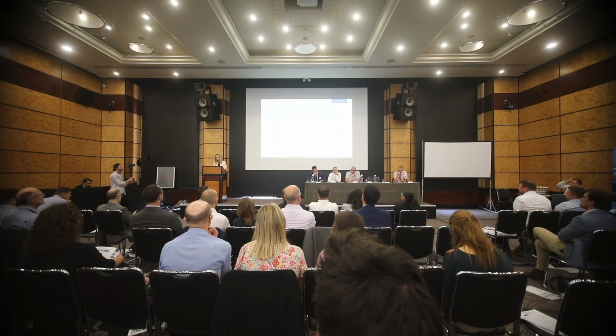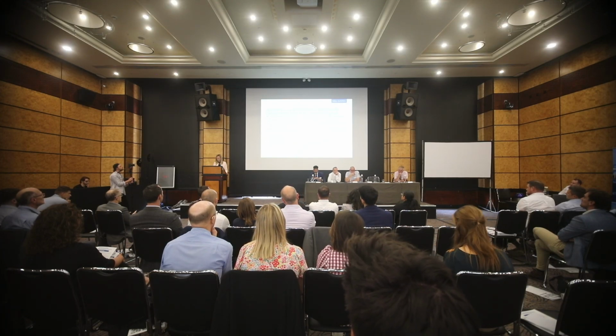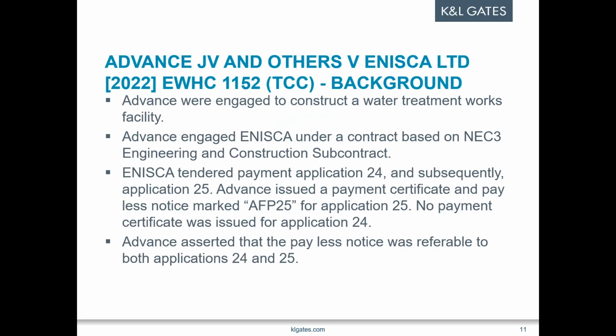Final date for payment was 21 days. Pay less notice was due 7 days before the final date for payment. That's fairly standard, there shouldn't be any issues there. So the application prior to the one in question, which was application number 23, showed a difference between the parties of, I think it was around 1.4 million.